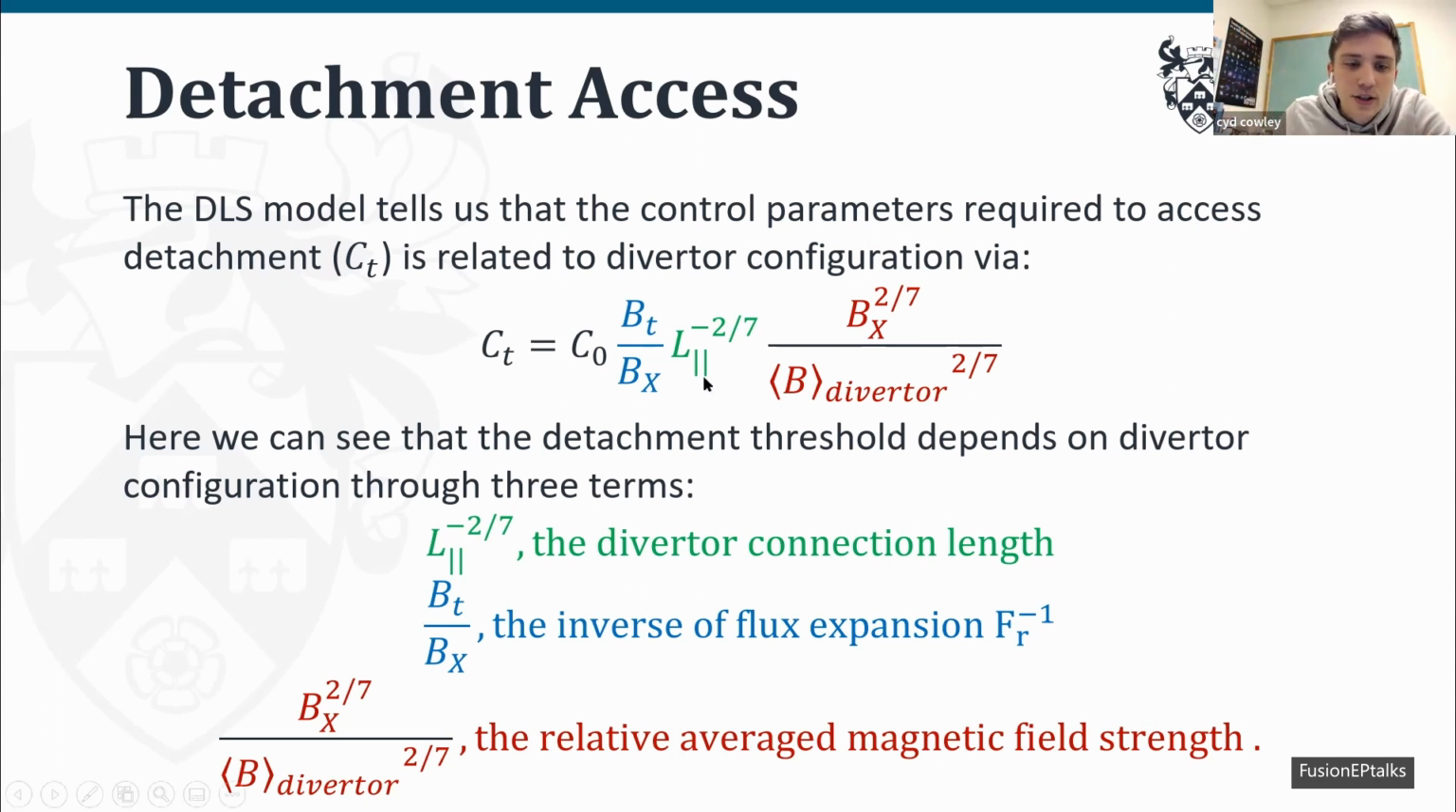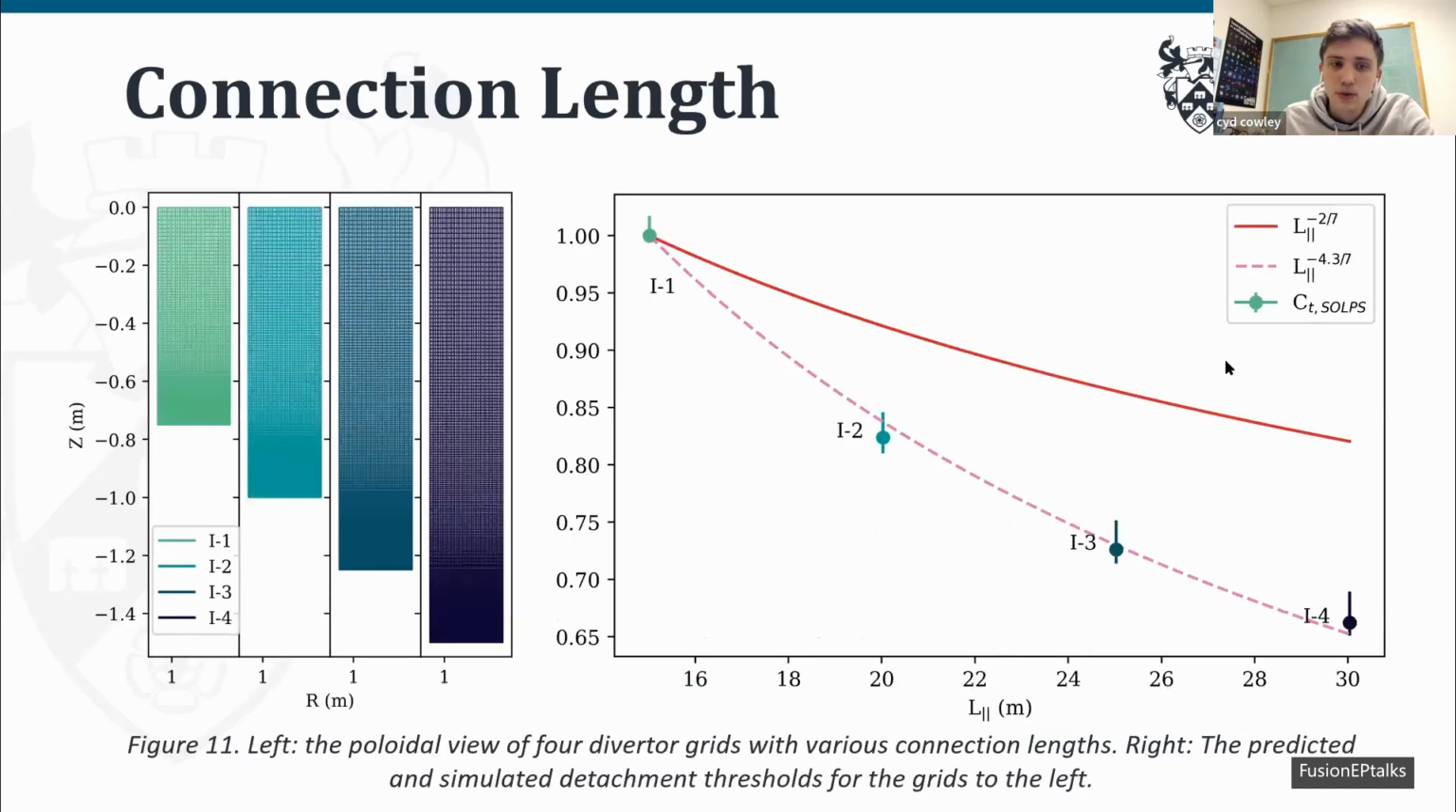Here you can see it's related to the magnetic configuration of your divertor in the DLS model through three basic terms: connection length, flux expansion, as we talked about earlier, and then this term, the average divertor magnetic field, which I'm not going to talk about today. But what we did was we made these SOLPS simulations of isolated divertor legs to test what is the importance of each of these features. Is it actually what the DLS model predicts? And so we did that for connection length, for example. We ran simulations of boxes of different lengths, identical in every other way, but with different connection lengths.